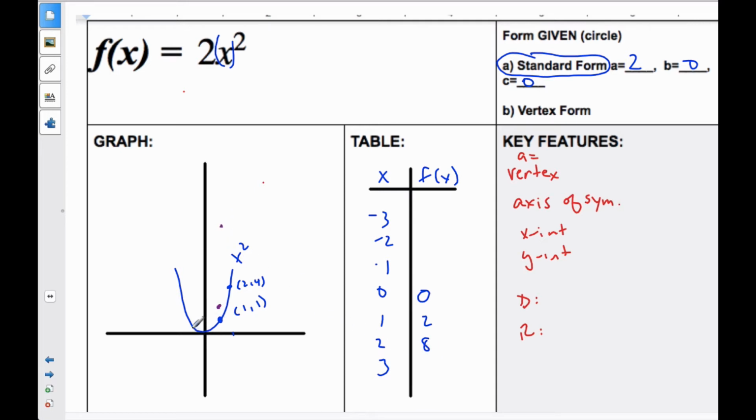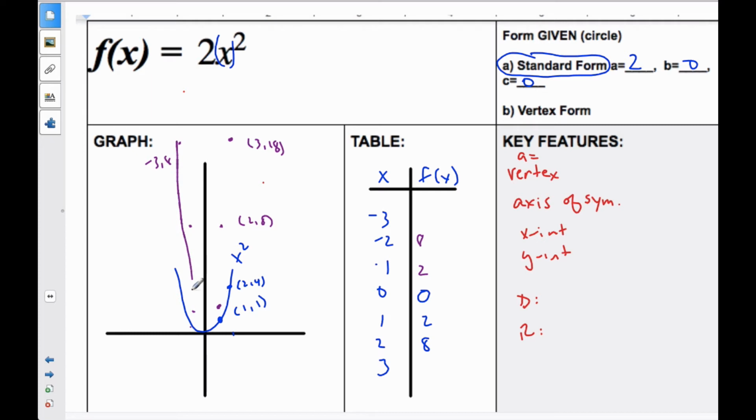Similarly, it's going to happen on the other side. This is going to go 2 here, and this is going to be 8 up here. It's going to be negative 2, 8. If I take negative 3, or positive 3, I go over 3, square it, I go up to 9. And then I take 9 and multiply it by 2 and I get 18. Way up here is 3, 18 and negative 3, 18.